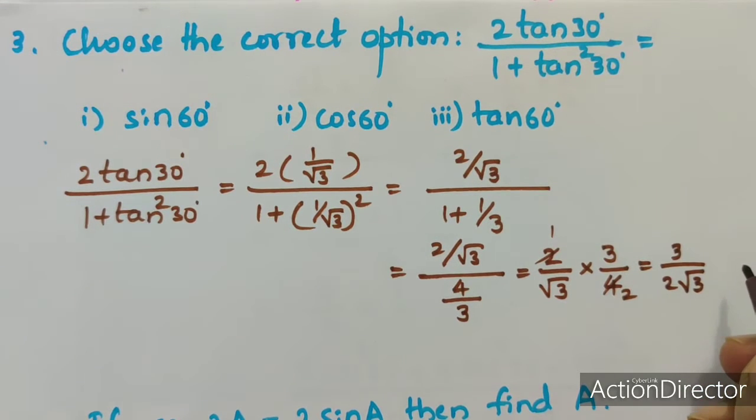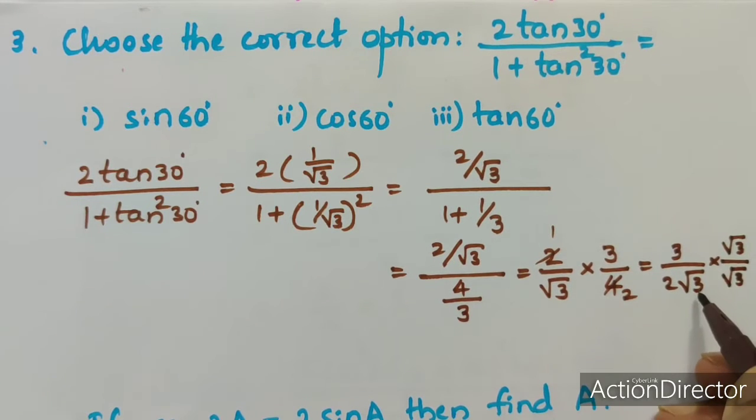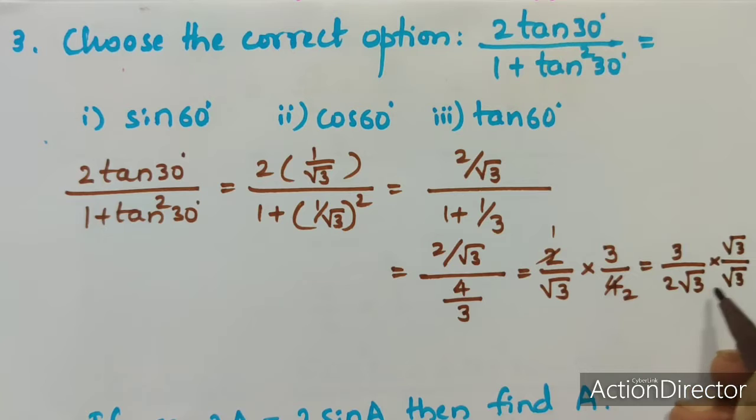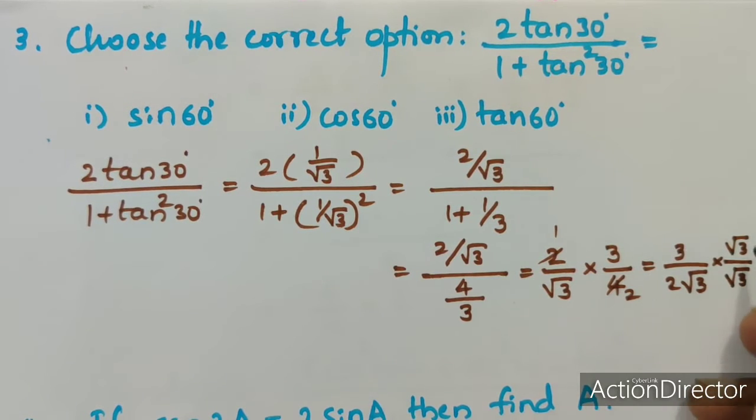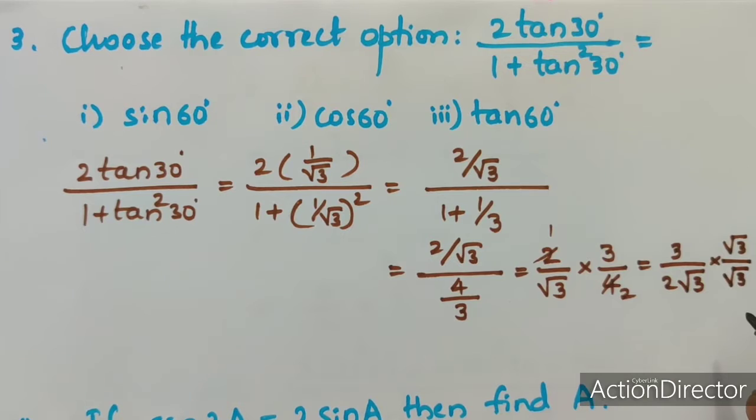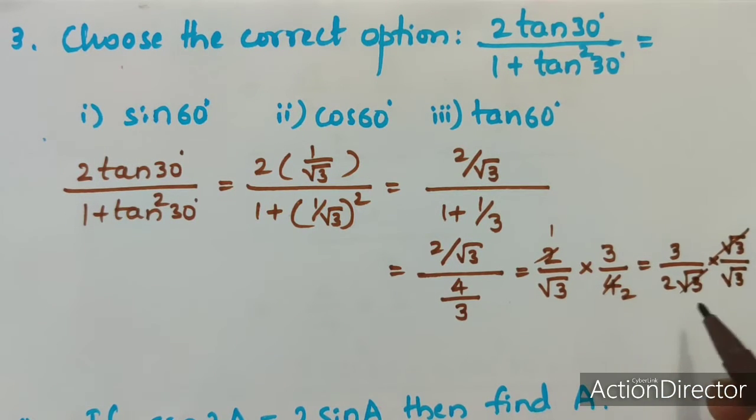So how do you rationalize the denominator? You have to multiply the numerator and denominator by another irrational number. So this is the irrational number, we will multiply by another irrational, and irrational into irrational becomes rational. So to rationalize the denominator, I am multiplying numerator and denominator by root 3. So now what will happen? This root 3 gets cancelled.